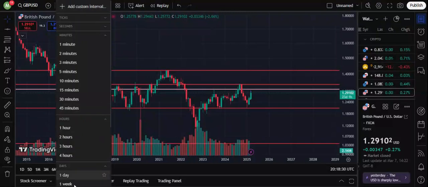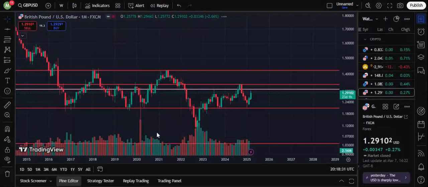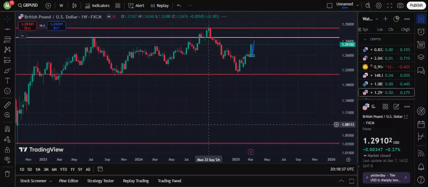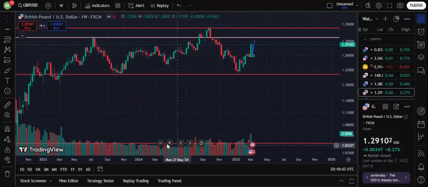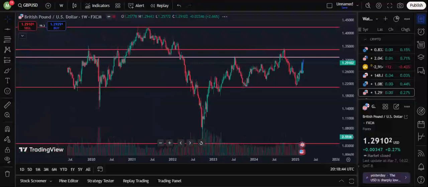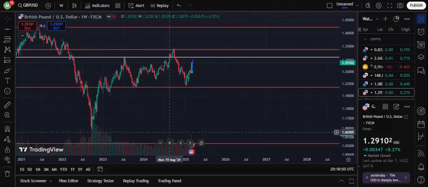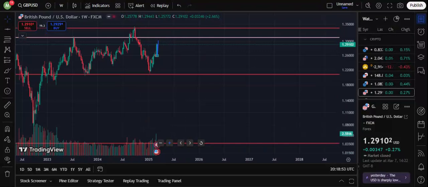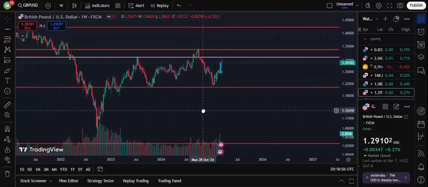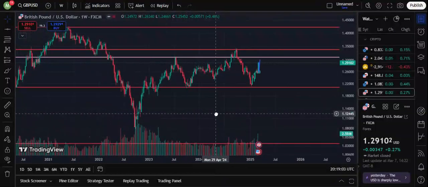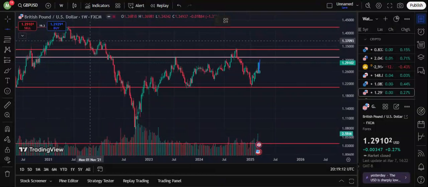And what we have to do now is go to the weekly. Now we are on our weekly time frame, right? So this is our weekly time frame. What do we have to do on our weekly time frame? We do the same thing that we did on the monthly time frame.